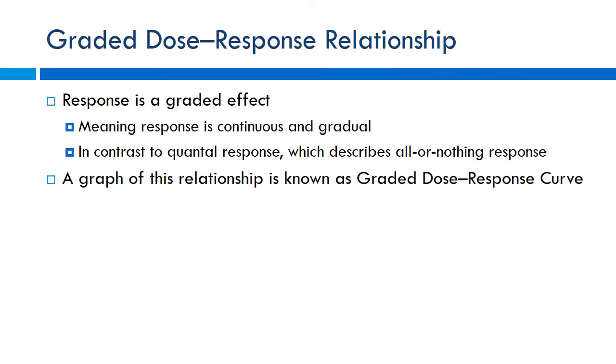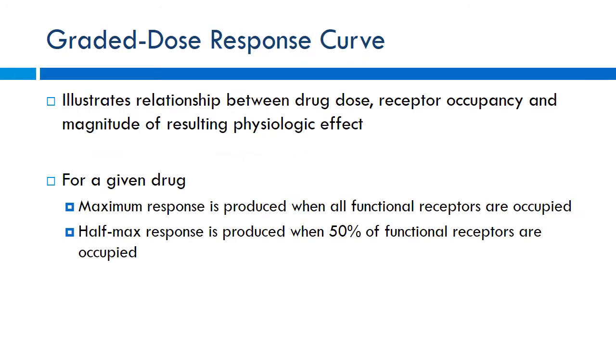Okay. So again, the response is going to be this graded effect, meaning that the response is continuous and gradual, as we saw already, versus the quantal response curve, which is an all or none phenomenon. I'll give you some examples of those in a minute. And so a graph of this relationship, we'll call a graded dose response curve, illustrating the relationship between drug dose, receptor occupancy, and the magnitude of the effect.